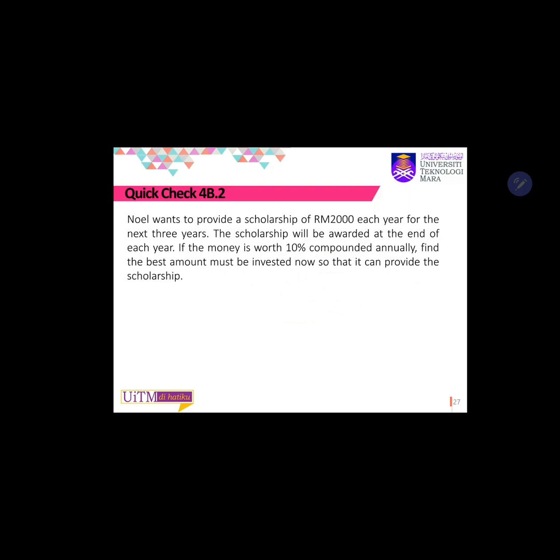This is another example. Now I want to provide a scholarship of 2,000 each year for the next 3 years. The scholarship will be awarded at the end of each year. If the money is worth 10% compounded annually, find the amount that must be invested now. Kita nak tahu what is the value that we need to keep now, so means kita nak guna present value. We have 2,000 ringgit as our R, 10% as our k, compounded annually is our m, and 3 years. You just substitute into the formula, then you will get the answer.